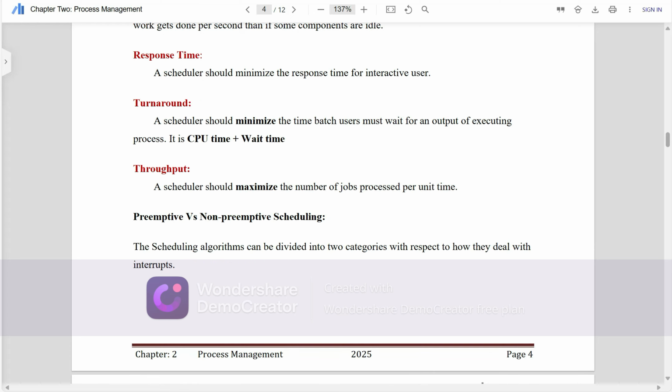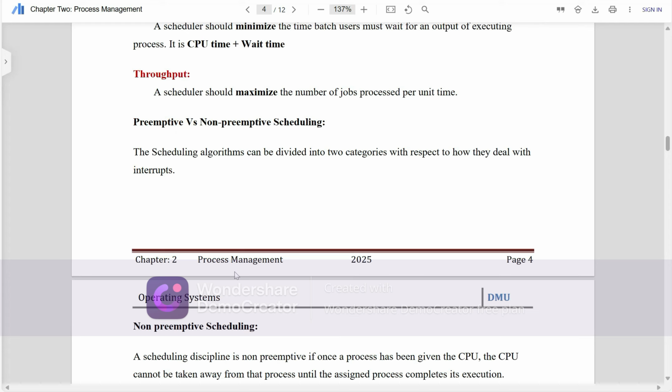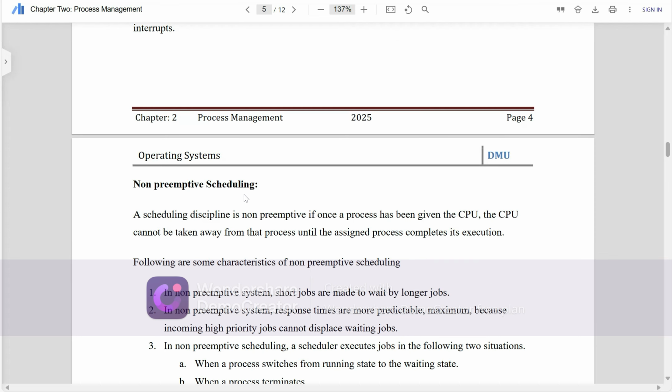Here we can classify scheduling as preemptive and non-preemptive scheduling. A scheduling algorithm can be divided into two categories with respect to how it deals with interrupts. Based on interrupts, scheduling algorithms are divided into two: preemptive scheduling and non-preemptive scheduling.